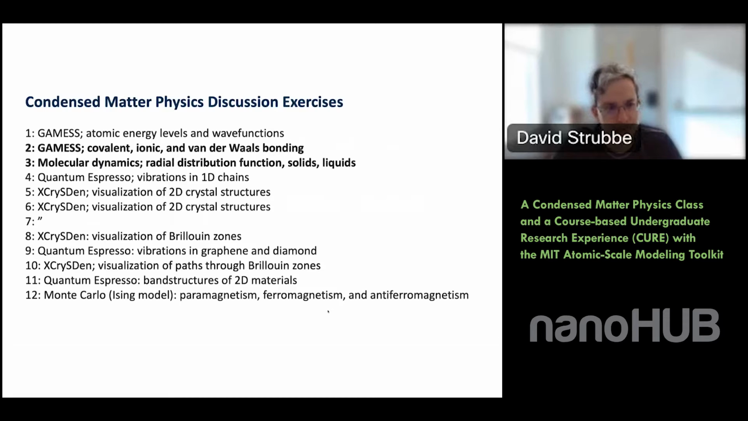So this is a list of just the different things that we did in discussion. The ones in bold are ones that I'll show you examples of after this brief presentation to introduce things. And these were integrated to be connected to the topics that we had looked at in the previous week in lecture. So we looked at atomic energy levels and wave functions, different kinds of bonding, radial distribution functions, and solids versus liquids. Then we worked on vibrations in 1D chains, and a lot of visualization of crystal structure.